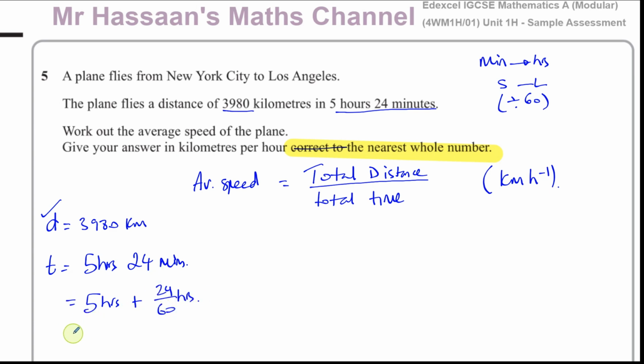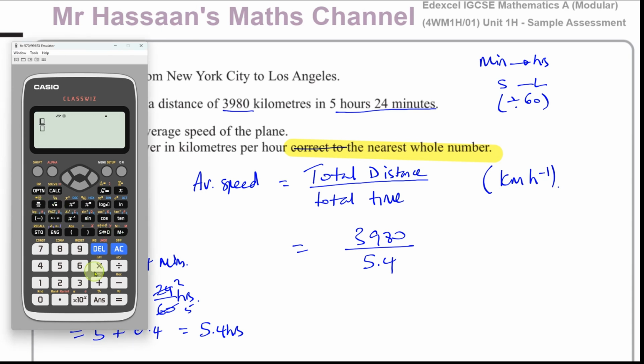That's going to give us 5 hours plus 24 over 60, which simplifies to 12 over 30, then 2 over 5, which is 0.4. 5 plus 0.4, you can put that in your calculator, there's no problem. That gives us 5.4 hours. So our average speed is going to be the total distance, which is 3,980, divided by the total time, which is 5.4.